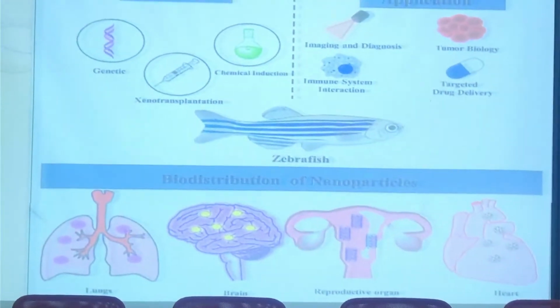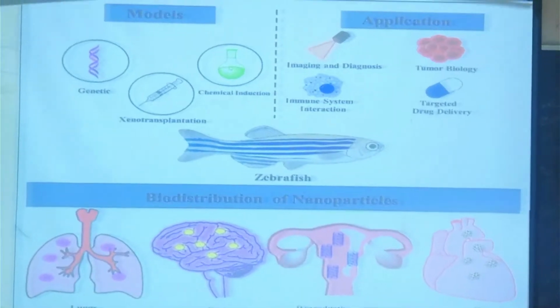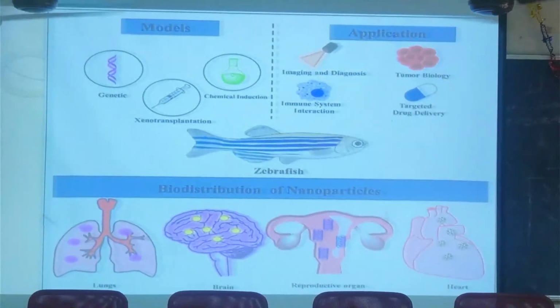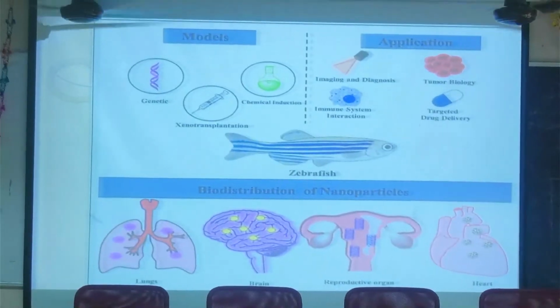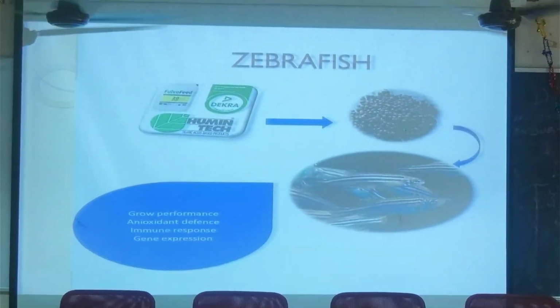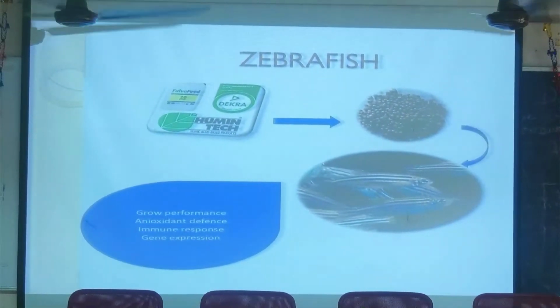For example, I already told about imaging, diagnosis and tumor biology. Nowadays, oncology research is going on with the help of the zebrafish model. This is one of the fields. For example, in nutrition and dieting, studies are nowadays emerging.